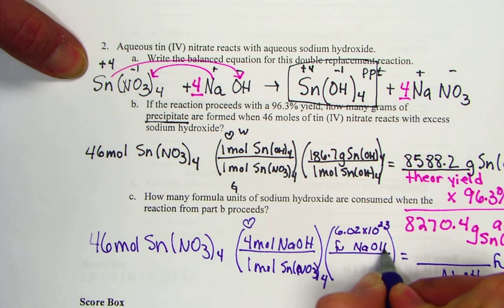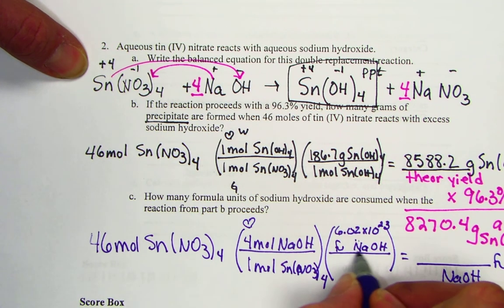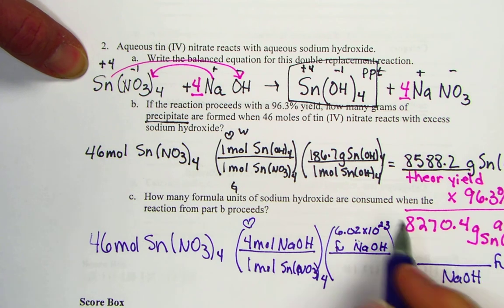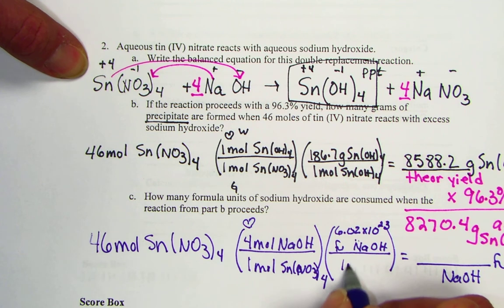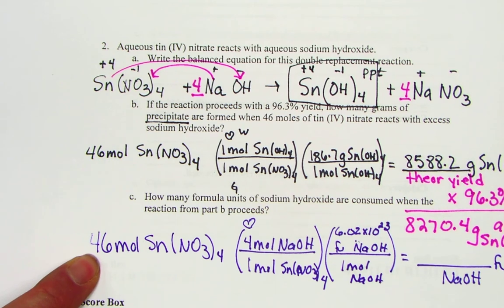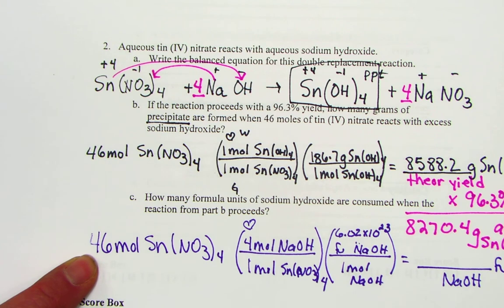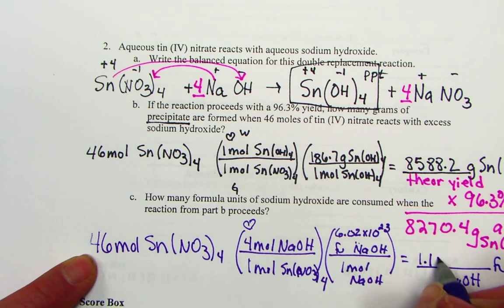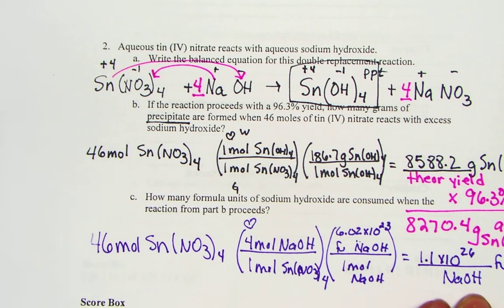Formula units is the vocabulary word associated with the type of particle made of ions. Sodium hydroxide are 2 ions hooked together, creating the formula unit. So what we're counting, formula units, NaOH, and every 1 mole of NaOH. 46 times 4 times Avogadro's number, I report 1.1 times 10 to the 26th formula units of NaOH would be consumed given the number of moles of tin 4 nitrate.